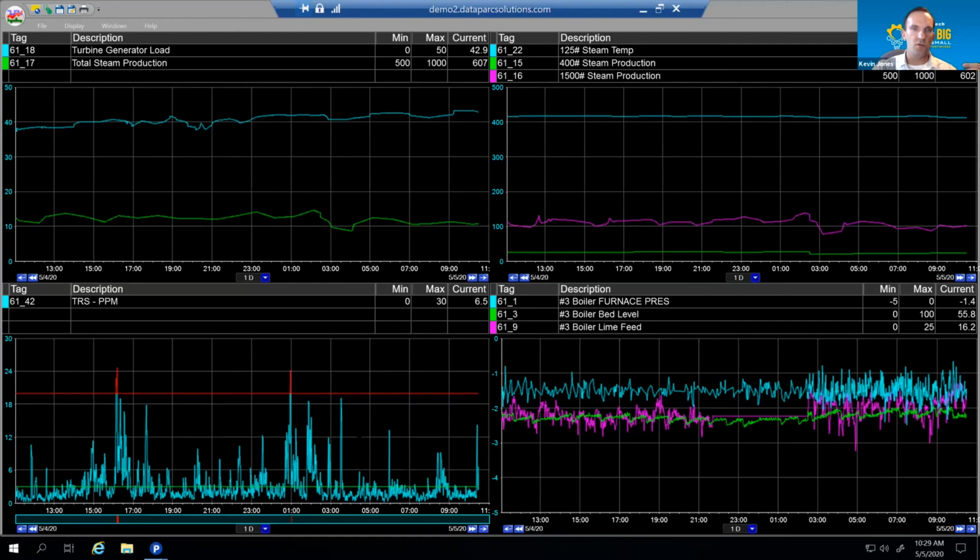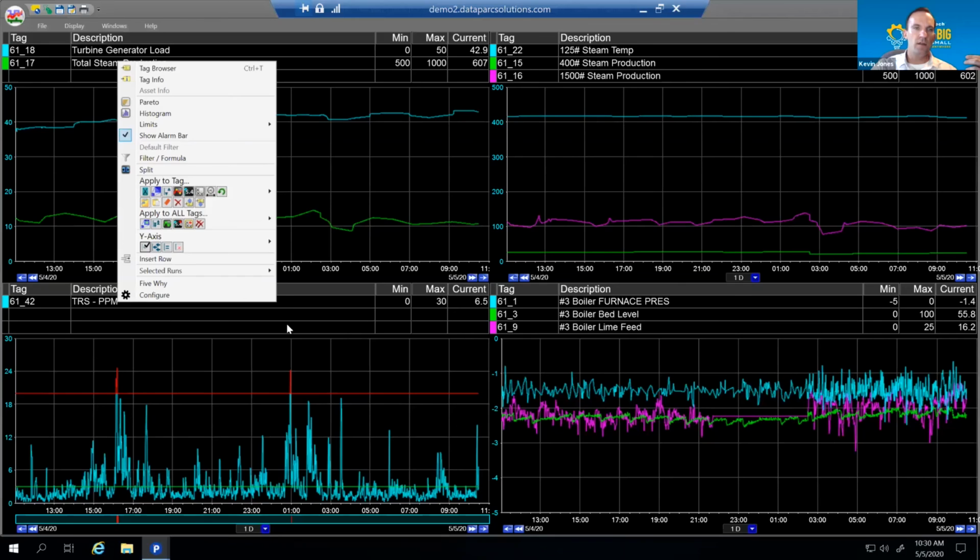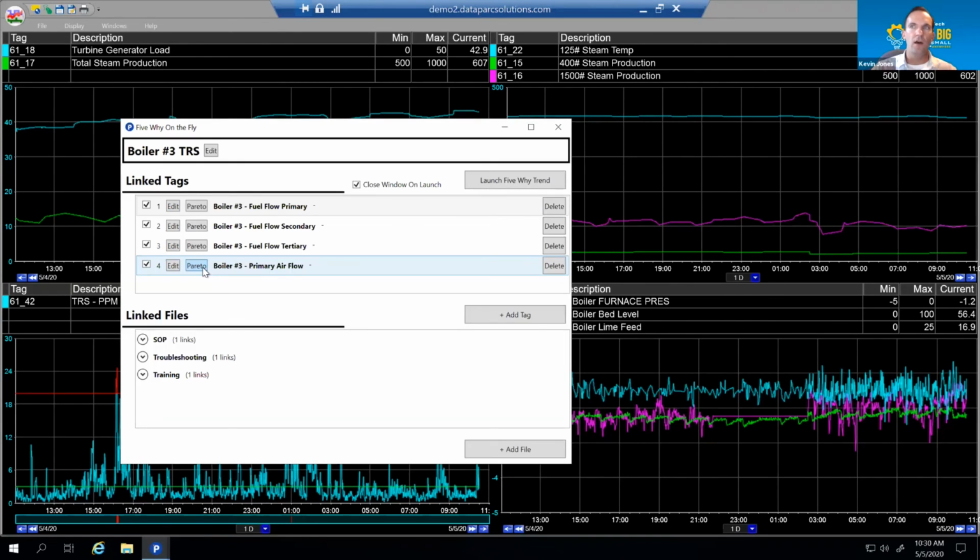In this case, this is an environmental use case where we're having some issues with our TRS, our air emissions. And I'm new to the plant, and I'm not sure what to do if I'm having issues with TRS. So if we right-click on the tag, we go to the 5Y here. This is our online knowledge base. This is data that's been associated to TRS to help me solve that problem.